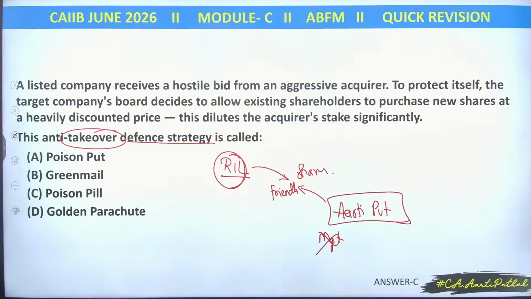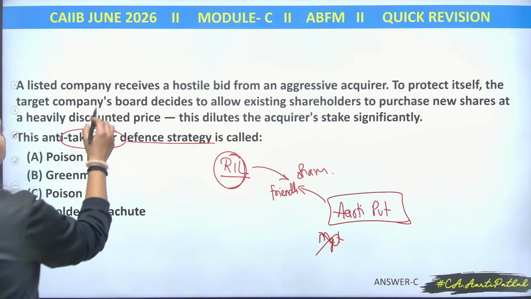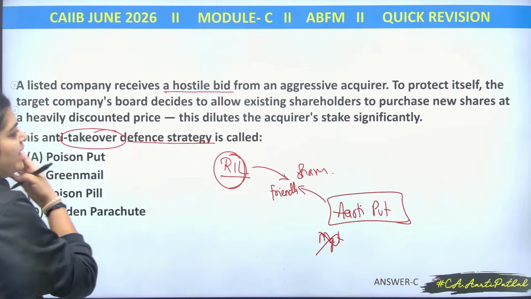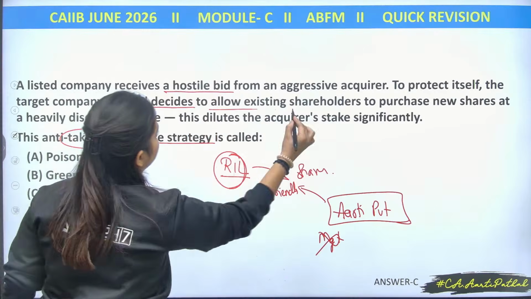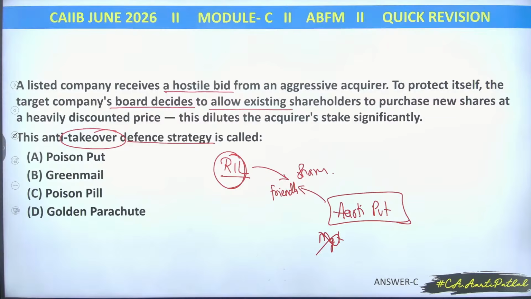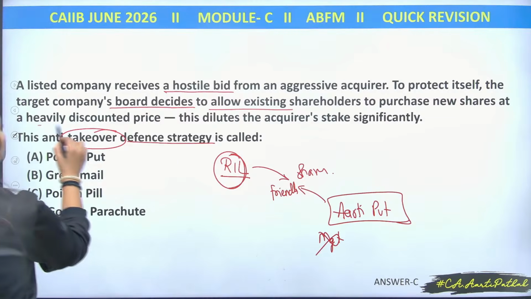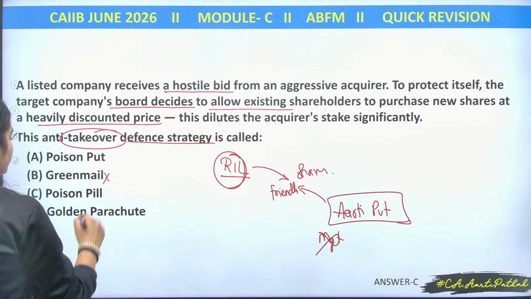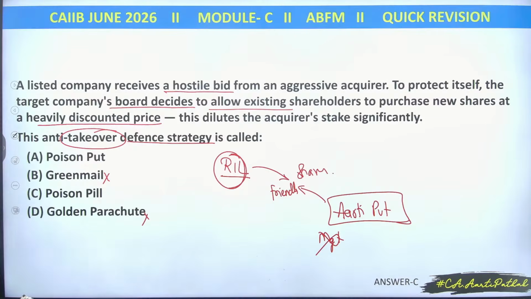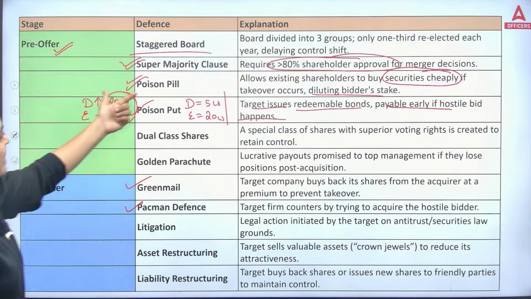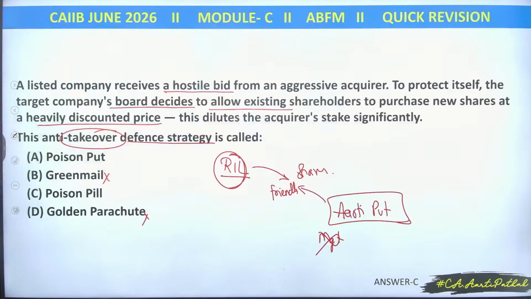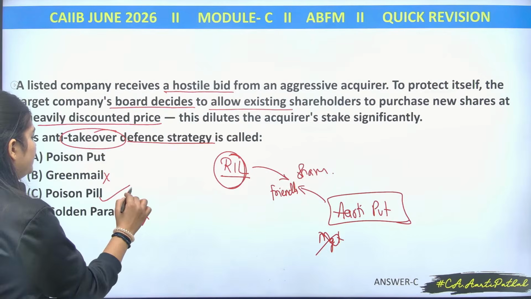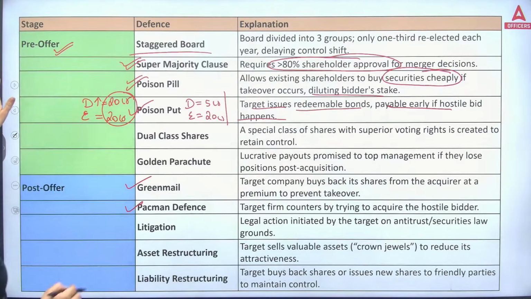Now as per this question, they are saying that during the hostile bid by an aggressive acquirer, to protect itself, the target company board decides to allow existing shareholders to purchase new shares at a heavily discounted price. That is not greenmail, not golden parachute. That is poison put or poison pill, where you are issuing shares at a discounted price. So the right answer is option C.